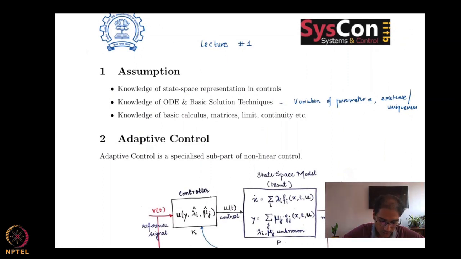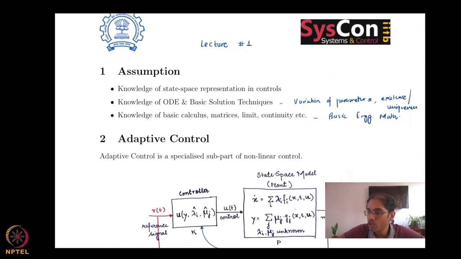Then of course we expect you to know some basic multivariable calculus, like limits, continuity, matrices, and things like that. I would say a basic engineering math course should cover all of this material. Alright? Okay. So with this background assumption in mind, I would like to start with our actual material.